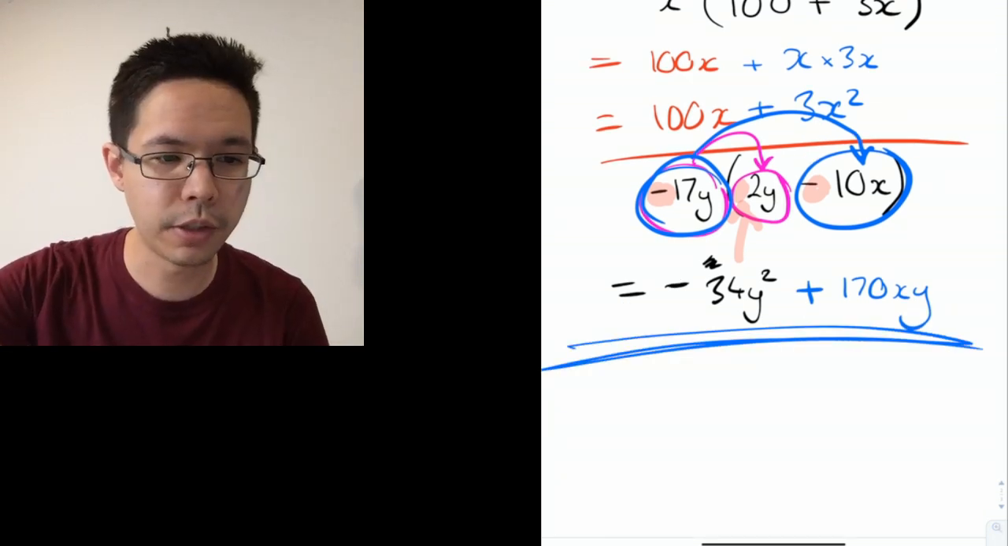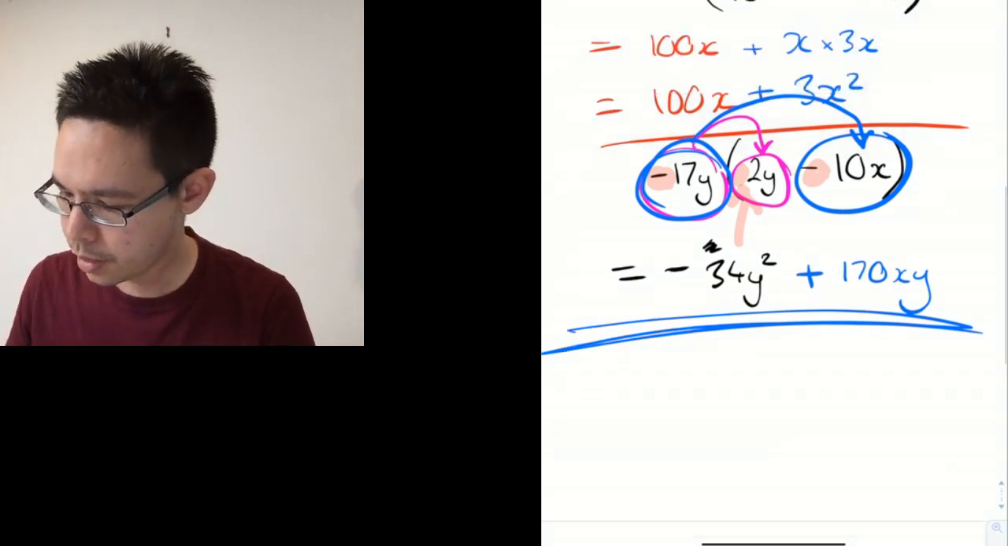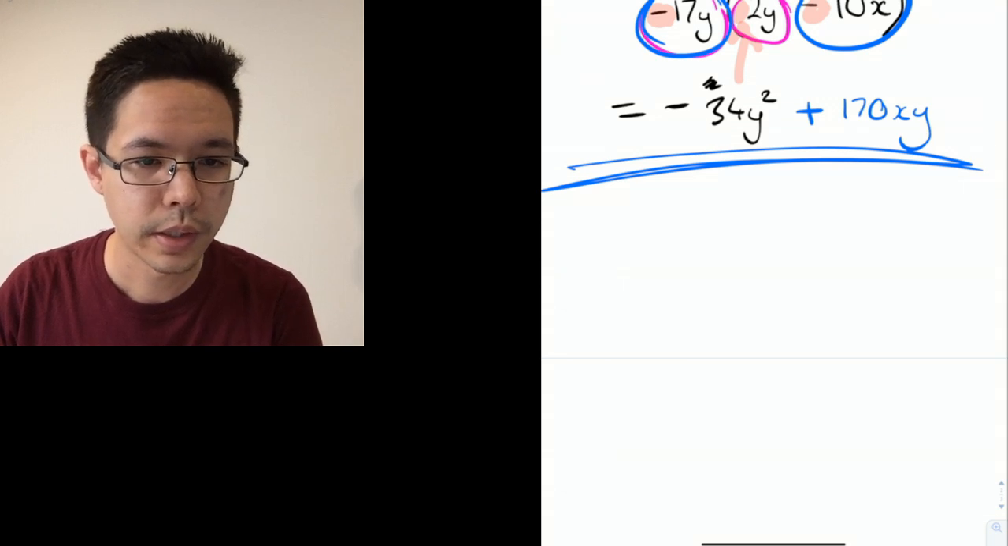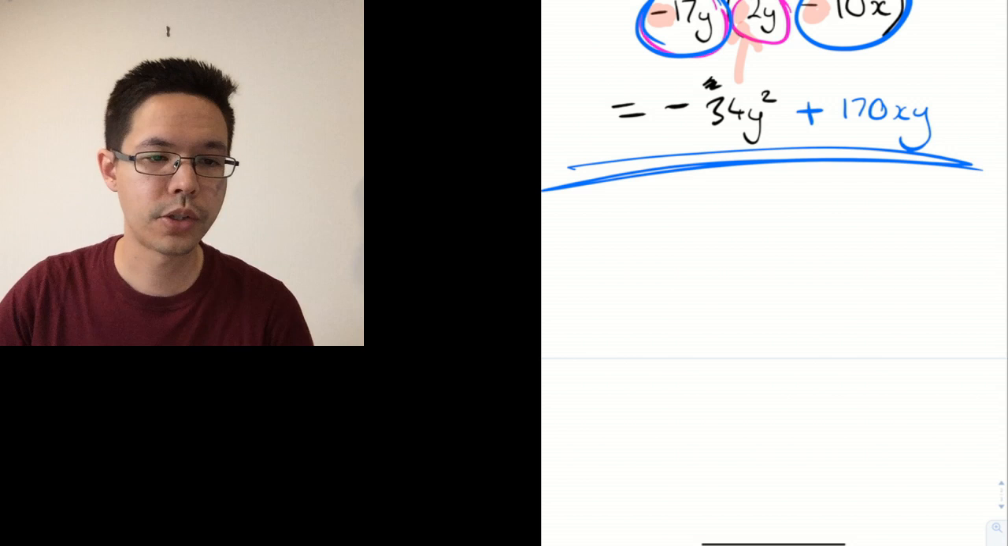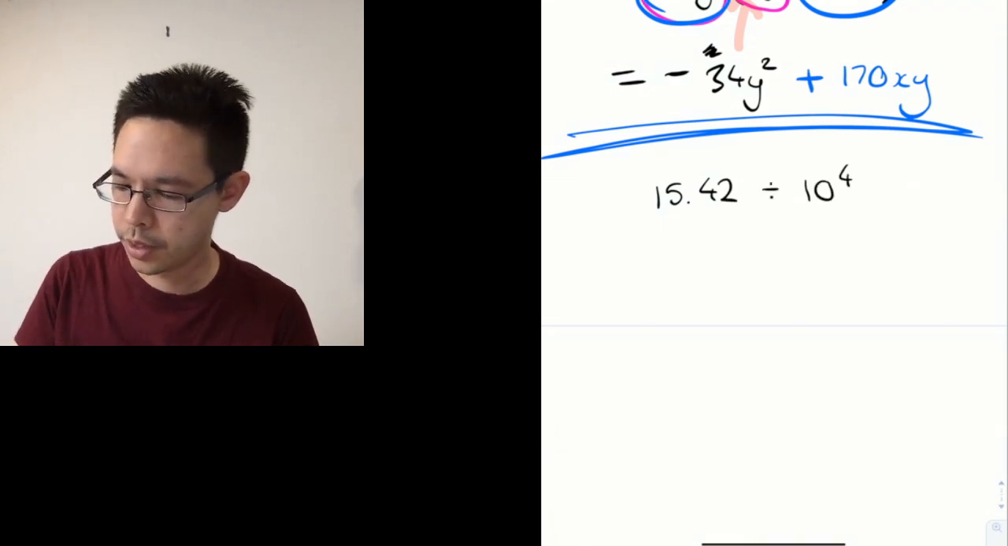Moving on to my third of the four emailed questions. Sophia asks, can you show how to solve this question? The question is 15.42 divided by 10 to the power of 4.